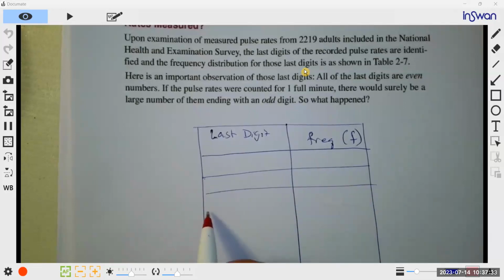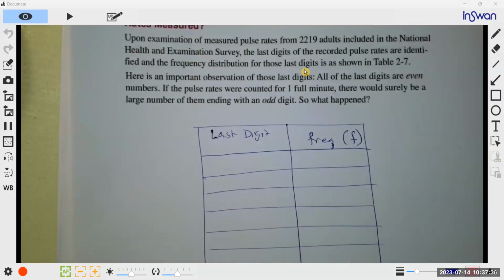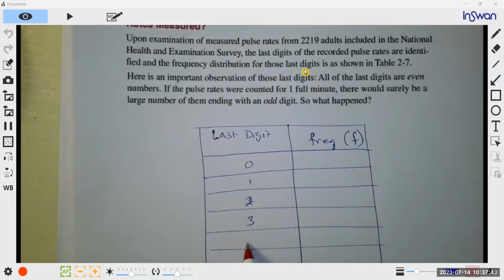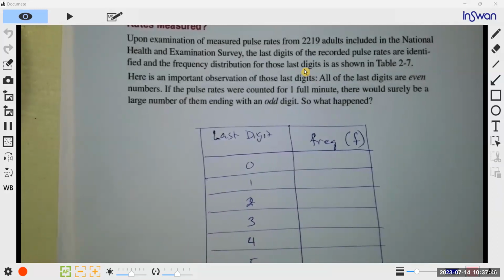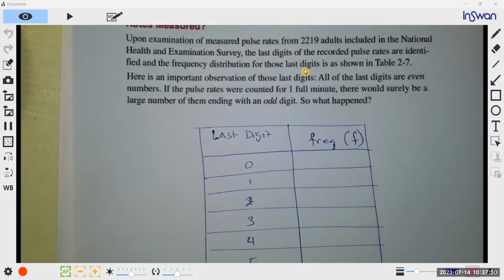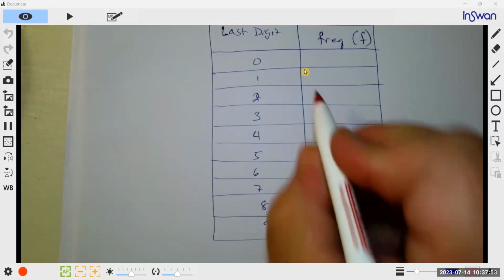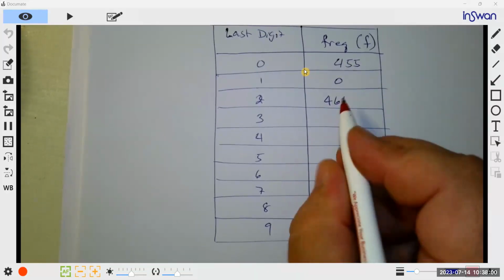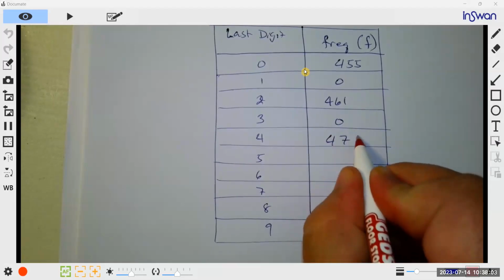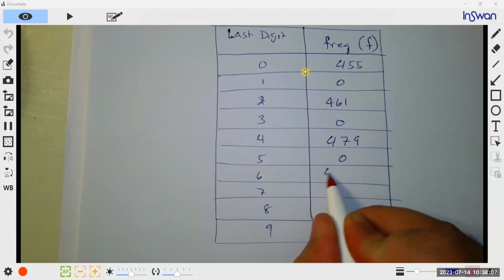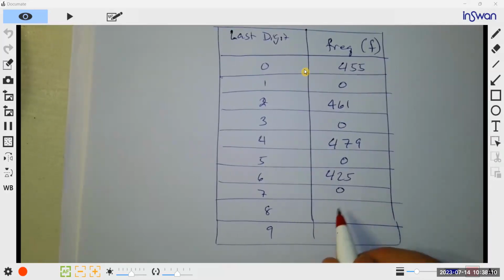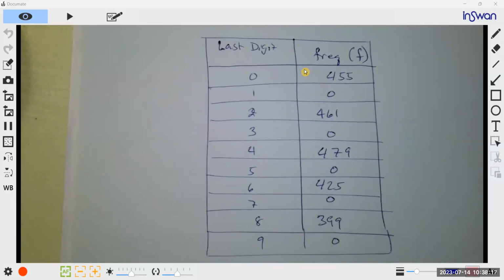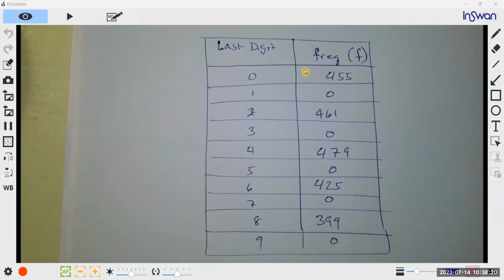So 0, 1, 2, 3, 4, 5, 6, 7, 8, 9. Those are our last digits. 455, 0, 461, 0, 479, 0, 425, 0, 399, 0. All the last digits are even numbers.